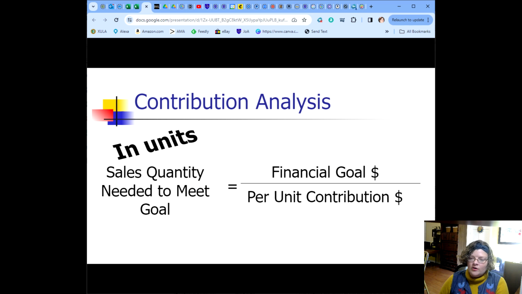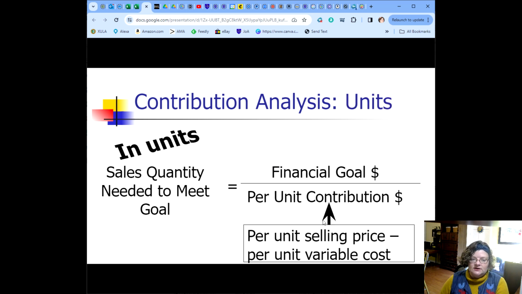So all contribution analysis basically comes down to your financial goal divided by your contribution. So if you're going to do it in units, then you can take your financial goal goes on top divided by your per unit contribution. And that's going to give you the sales quantity you need to meet that financial goal. And your answer is going to be in units. So remember, our per unit contribution is your per unit selling price minus your per unit variable cost.